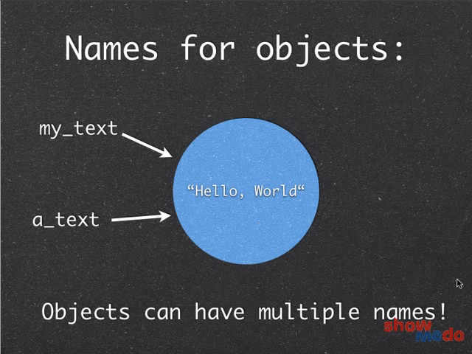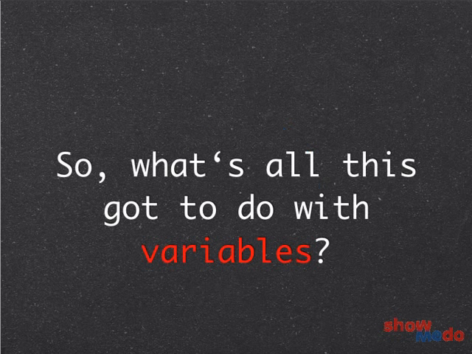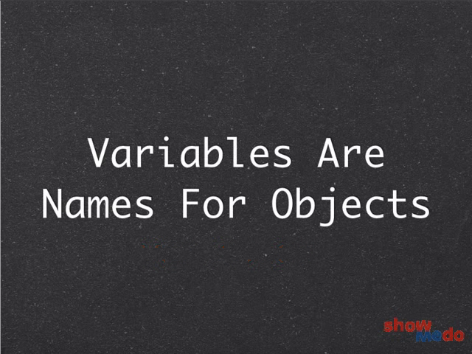In Ruby you actually do give objects names, so this is how it works in Ruby. You might be asking yourself, what's all this object names business got to do with variables? After all, variables are the main thing I'd like to talk about in this screencast. Well, variables are names for objects, at least in Ruby. In other languages, variables might be a little different, but in Ruby they definitely are names for objects.